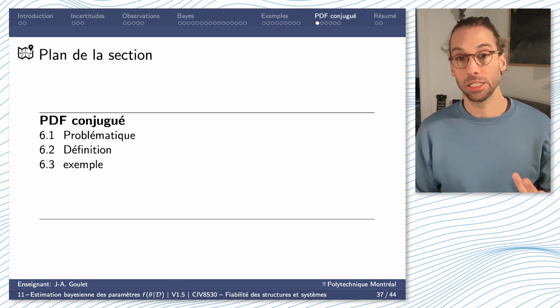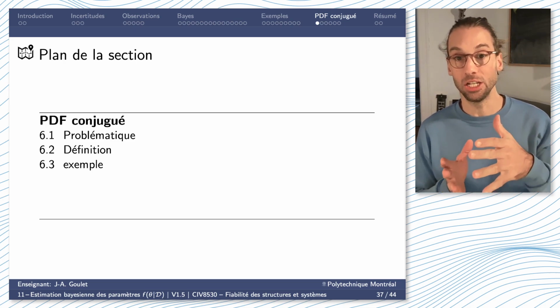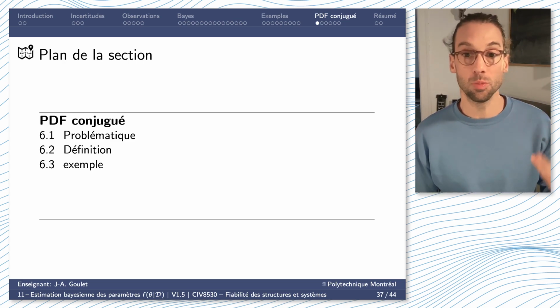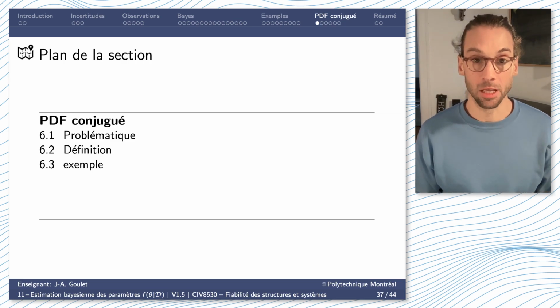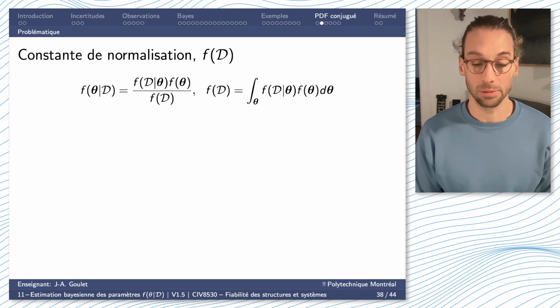So the last thing we're going to see are conjugate priors. How can we bypass the need for sampling by using some analytical formulation to perform Bayesian updating? We're going to see what the problem is that we're trying to solve, how we define a conjugate prior, and how we can apply it in practice.